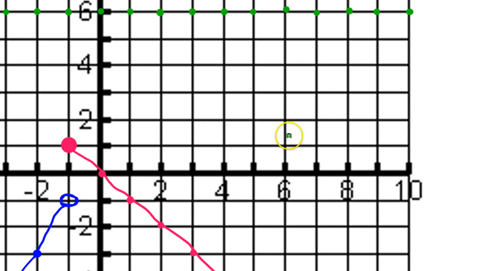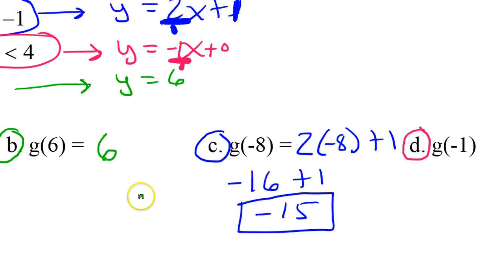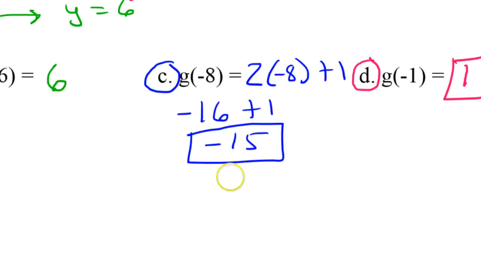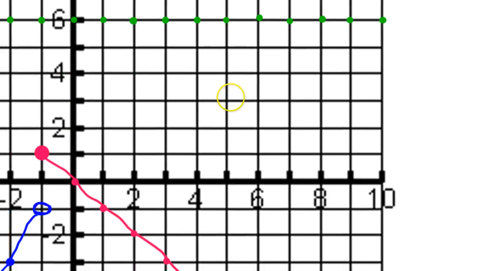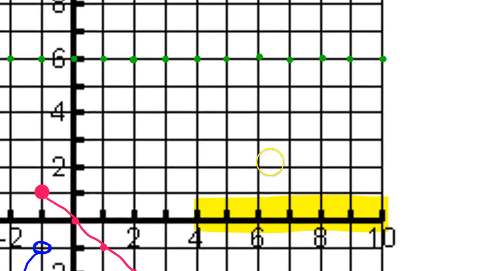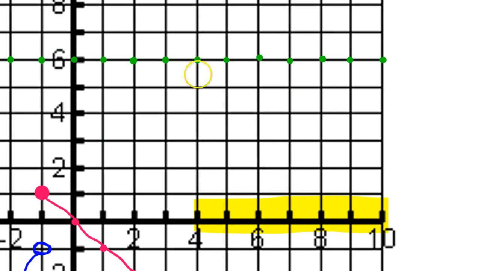So let's look at the domain so we can get this right. It's only going to be the green function for x values that are greater than or equal to 4. Let's use the highlighter. X values greater than or equal to 4. So here's 4. So I'm only going to be doing the green function to the right, greater than or equal to 4. Okay, so here we are at 4, and we're going to the right.